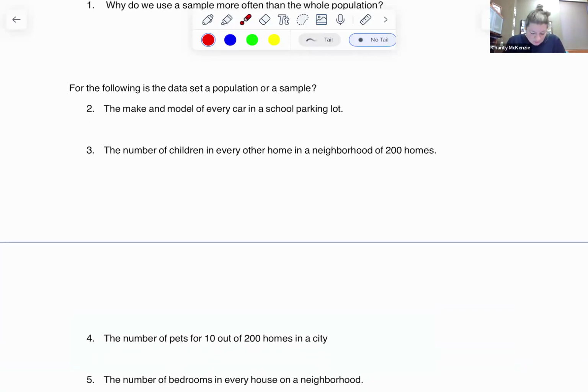For question two, it says, for the following, is the data a population or a sample? Question two: the make and model of every car in a school's parking lot. Is that a population? Does it have everything, or is it a group, a sample? Well, they say every car, right? So when I say every car, this would be a population.